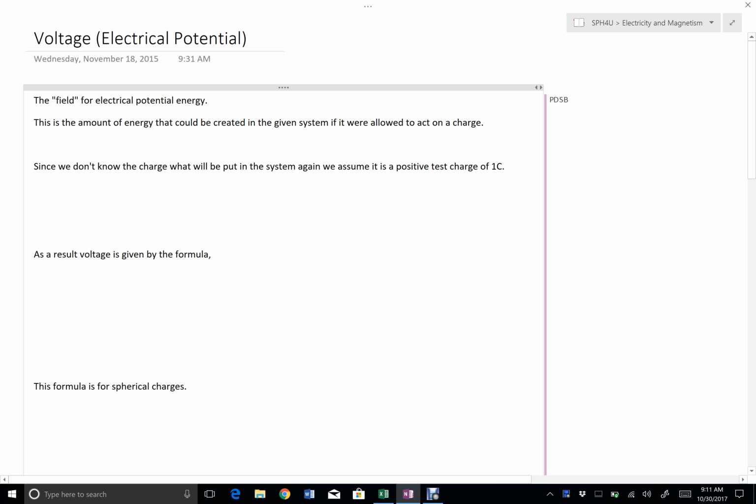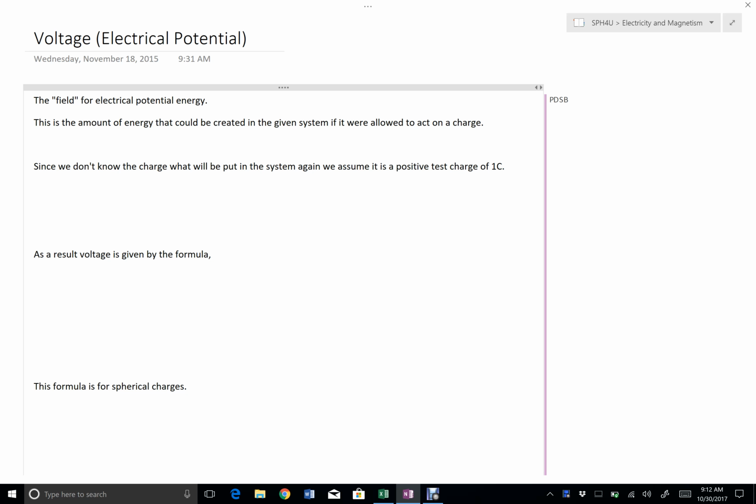Voltage. In this video, we're going to talk about voltage, or the proper name for it being electric potential. They used to always use electric potential as it's associated with electrical potential energy, but voltage has become the regular way of referring to this, I don't know, sometime in the last 50 years or something. Electric potential is the field for electrical potential energy.